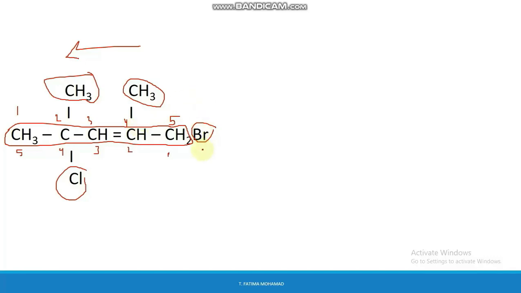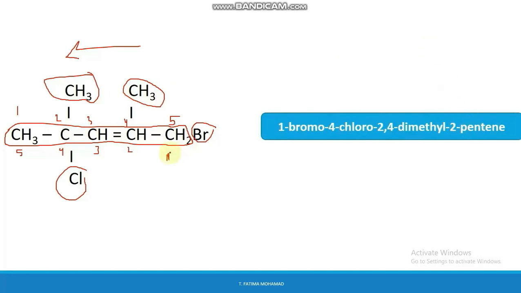What do we have here? Bromo, chloro, and methyl, meaning B, C and M. So first we call B, bromo. The bromo is on carbon number 1. Remember we took this direction from right to left. So 1-bromo, after B we have C, so 4-chloro, and we have 2 methyl groups on 2, so 2,4-dimethyl what? 2-pentene. Why 2-pentene? Because the double bond is between 2 and 3, and we take number 2.